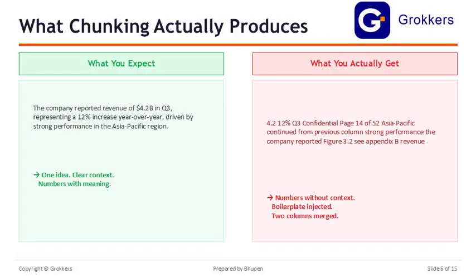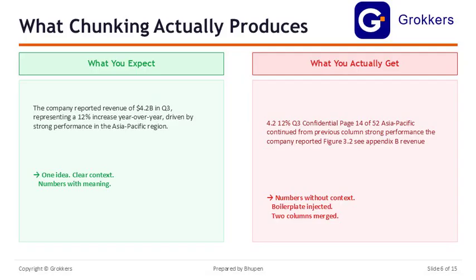The contrast here is stark, and it is not exaggerated. The left panel shows the ideal output, one coherent sentence with a financial figure, clear year-over-year context, and a geographic reference that makes the number meaningful. A retrieval system can match this chunk to a relevant query, and the language model can use it to give a precise answer.